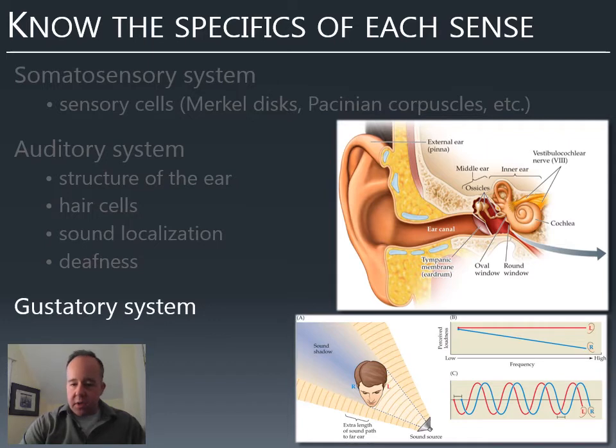The gustatory system, our sense of taste. Know the structures of the tongue. There aren't that many. But know the difference between a papilla, a taste bud, a gustatory receptor cell. So those are differences in scale. And they have sort of a hierarchical structure. Taste buds are composed of gustatory receptor cells. A papilla is covered in taste buds. So know that hierarchy. It's pretty simple, but know it.